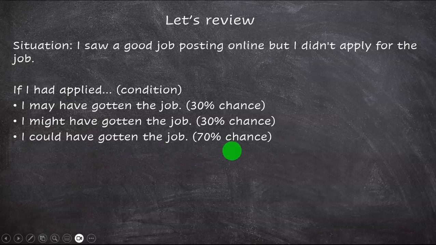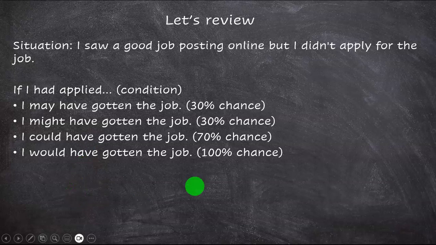The percentage of getting the job increases with could have. And I would have gotten the job, 100% chance that if I had applied, I would have got the job. 100% in would, 70% in could, and 30% in may and might. So I hope that would have, could have, and may and might have, friends, is clear to you.